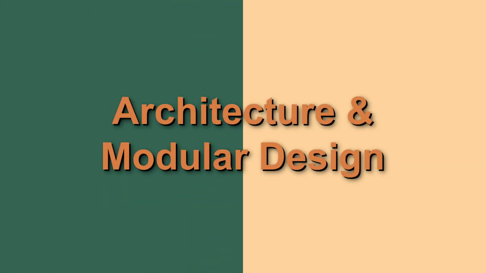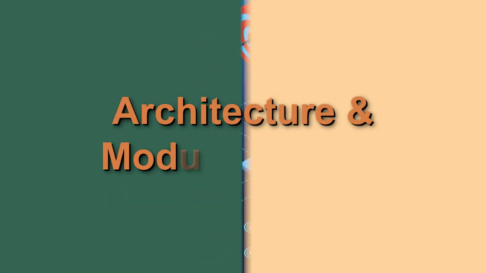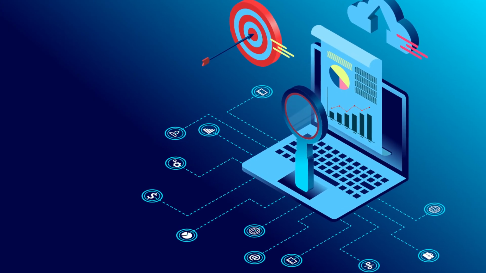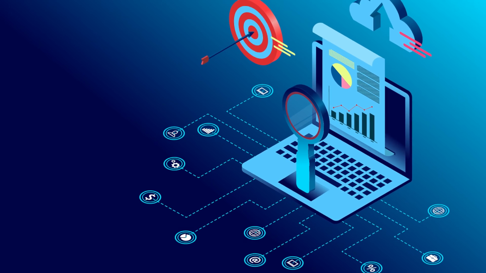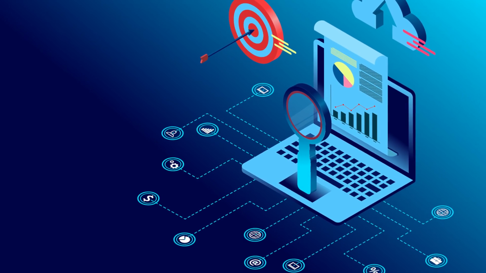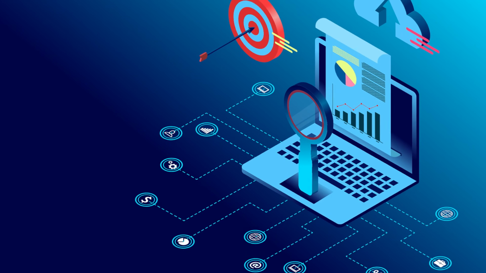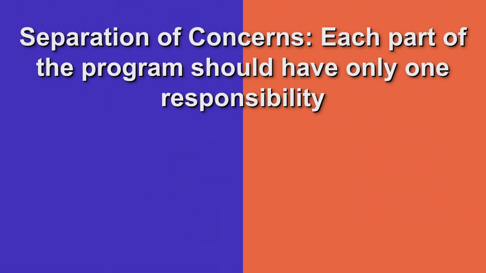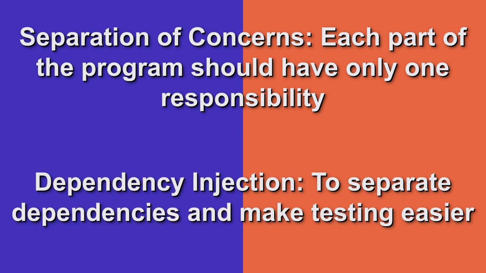Three, architecture and modular design. Structure in software design isn't just about aesthetics. If your program grows without a solid foundation, it will collapse like a building without pillars. Separation of concerns. Each part of the program should have only one responsibility. Dependency injection. To separate dependencies and make testing easier.